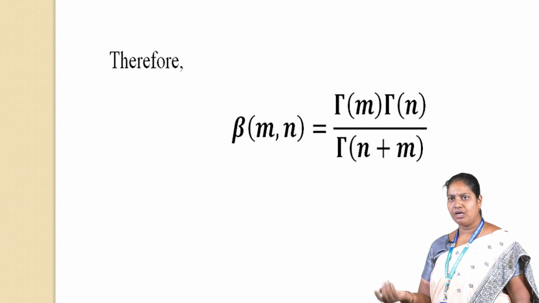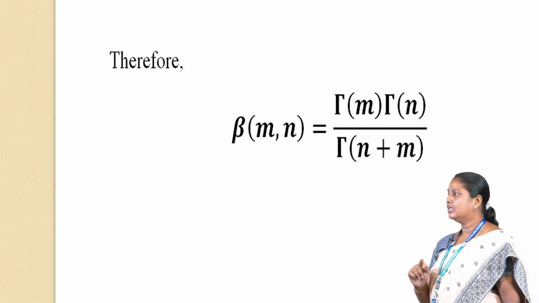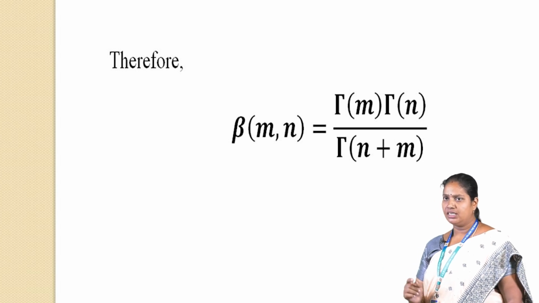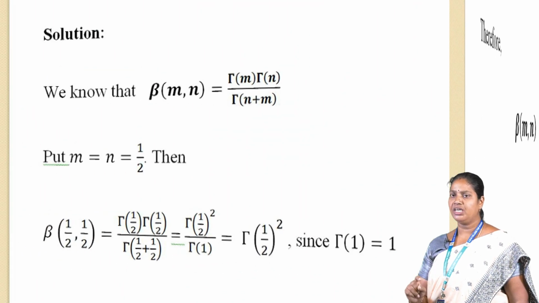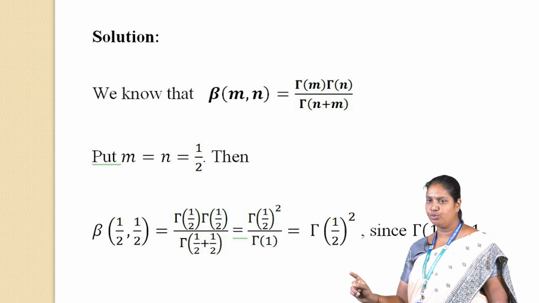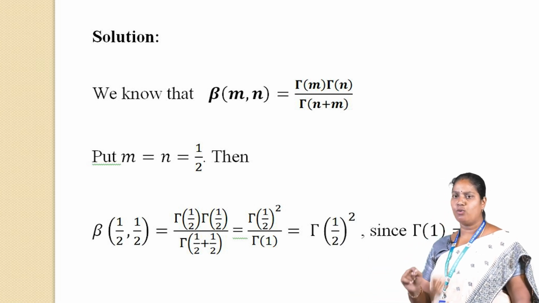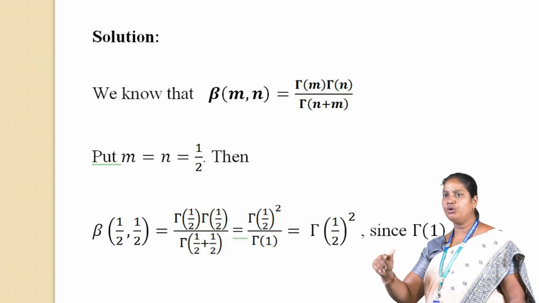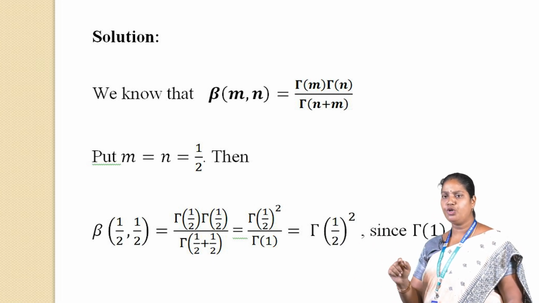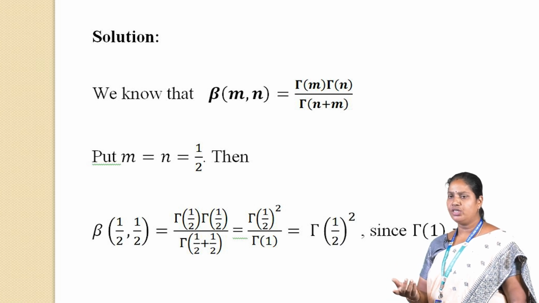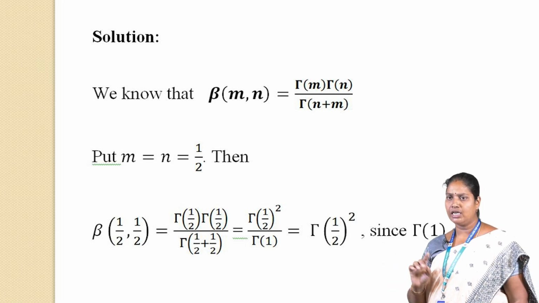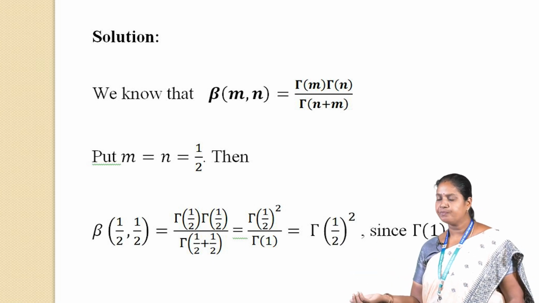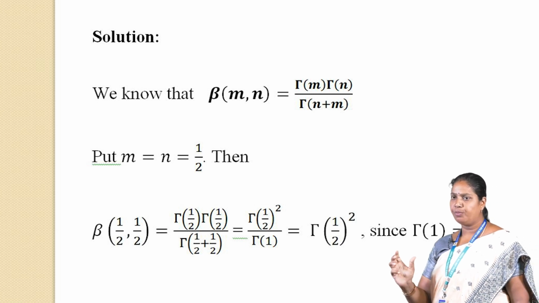We know that beta of m comma n is equal to gamma of m into gamma of n divided by gamma of m plus n. Here we need gamma of 1 by 2 value. So now we substitute m equal to 1 by 2 and n equal to 1 by 2. Then we get beta of 1 by 2 comma 1 by 2 is nothing but gamma of 1 by 2 into gamma of 1 by 2 divided by gamma of 1 by 2 plus 1 by 2, that is nothing but gamma of 1. We know the value of gamma of 1 is 1. So the numerator becomes gamma of 1 by 2 the whole square, denominator is 1. So beta of 1 by 2 comma 1 by 2 is nothing but gamma of 1 by 2 the whole square. Now we got the expression gamma of 1 by 2 on the right hand side.